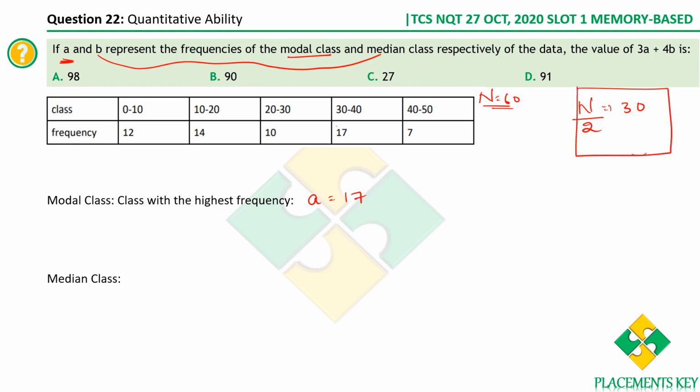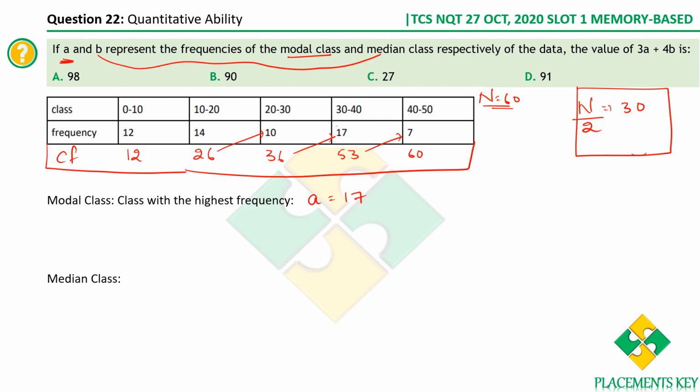Then what are we supposed to find? We are supposed to find the cumulative frequency. Okay, what is cumulative frequency? It is 12 for the first case. Here it is 12 plus 14, that is 26, and here it is 26 plus 10, that is 36. Here it will be 36 plus 17, that is 53. Here it will be 53 plus 7, that is 60. So this is the cumulative frequency.